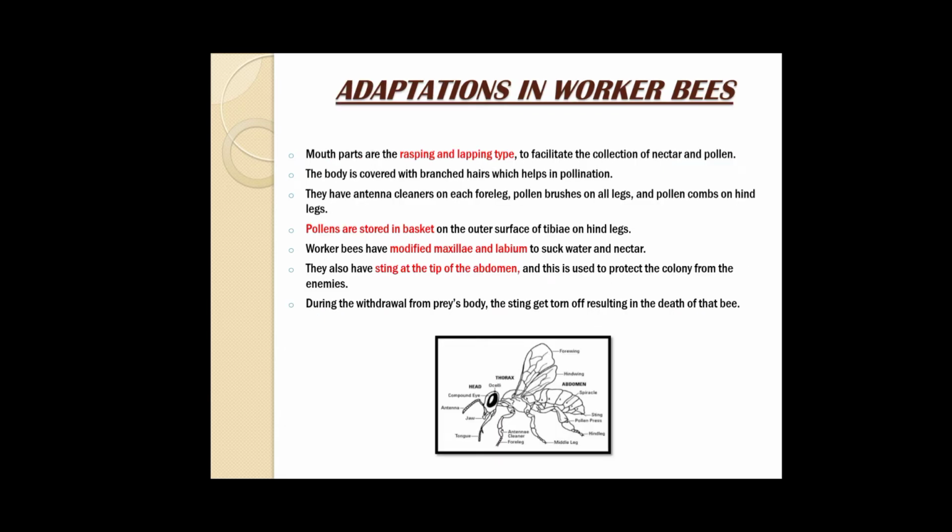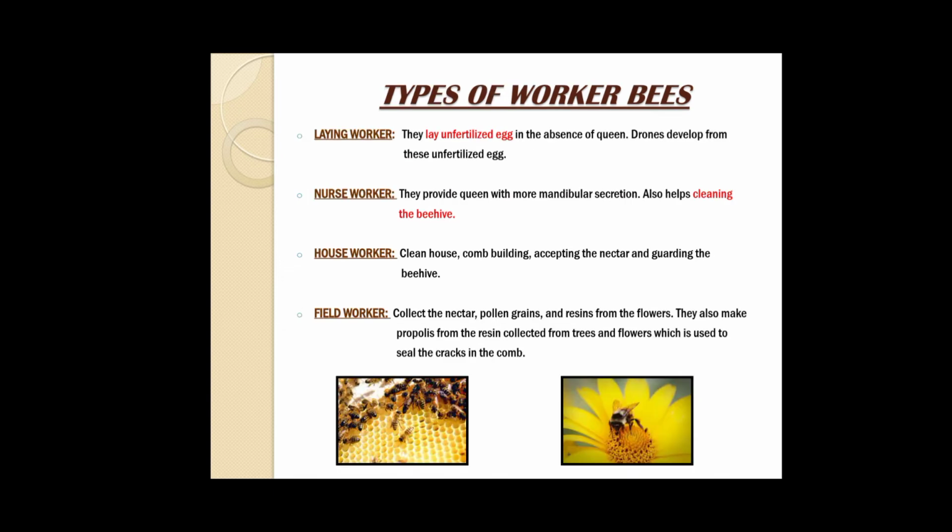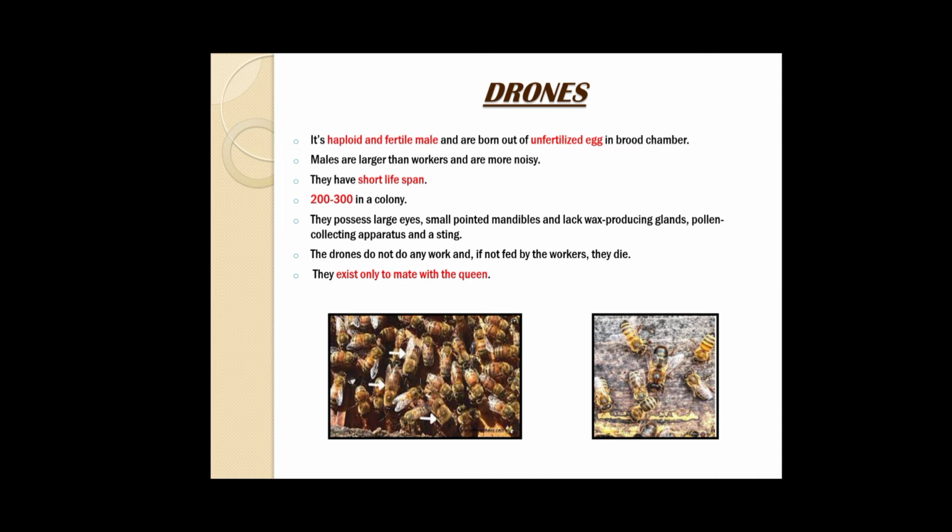Adaptations. Mouth parts are rasping and lapping type. Body is covered with branched hairs. Pollens are stored in baskets. They have modified maxillae and labium. They have a sting at the tip of the abdomen. There are 4 types of worker bees: laying worker, nurse worker, house worker, and field worker. The laying worker lays unfertilized eggs in the absence of the queen. Nurse worker helps in cleaning the beehive. House worker helps in guarding the beehive and accepting the nectar. The field worker collects the nectar, pollen grains, and resins from the flowers.